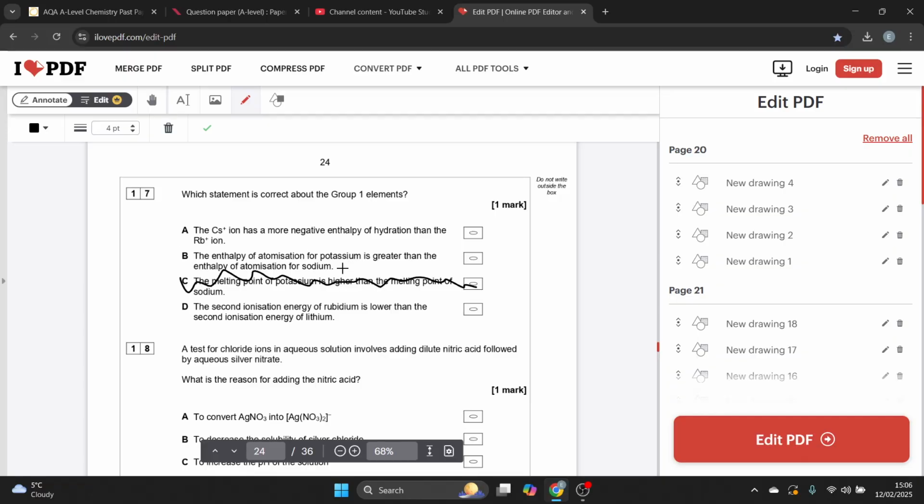Entropy of atomization for potassium is greater than entropy of atomization for sodium. No, that's false as well. Cesium plus ion has a more negative entropy of hydration than Rb plus ion. Or the second ionization energy of rubidium is lower than the second ionization energy of lithium.